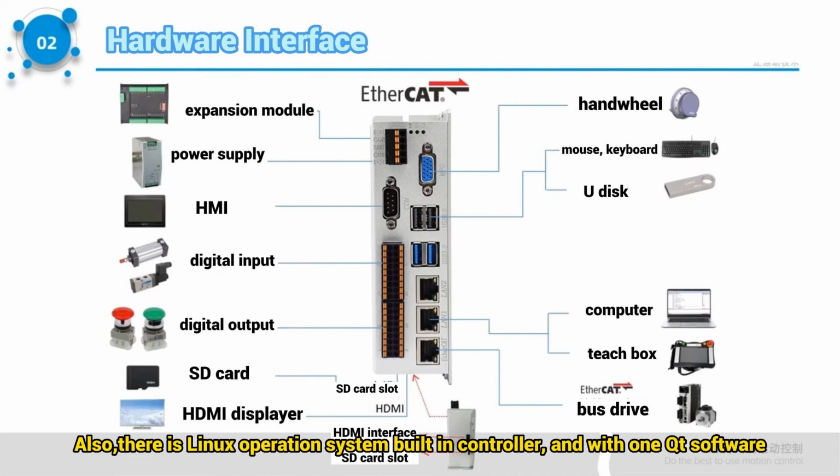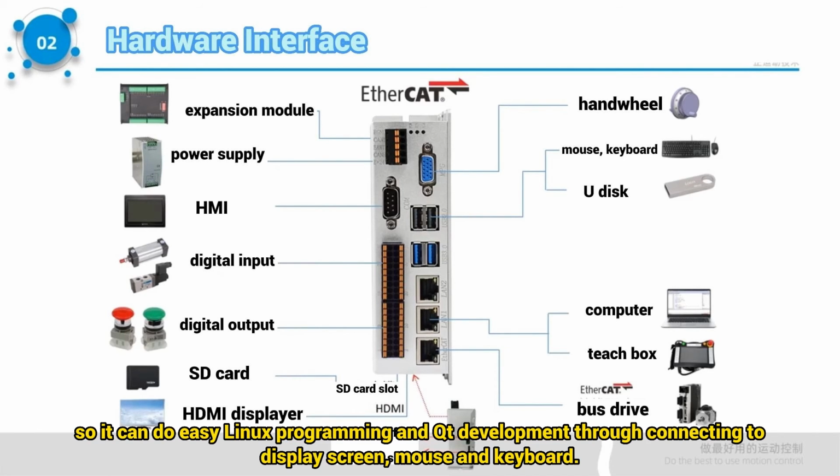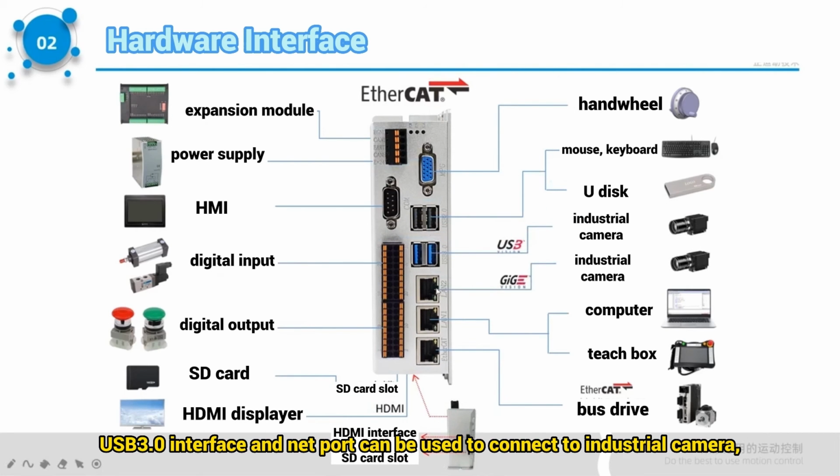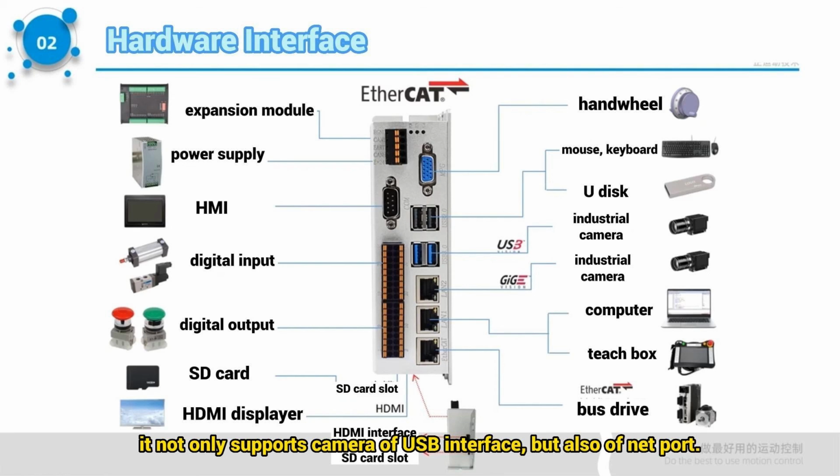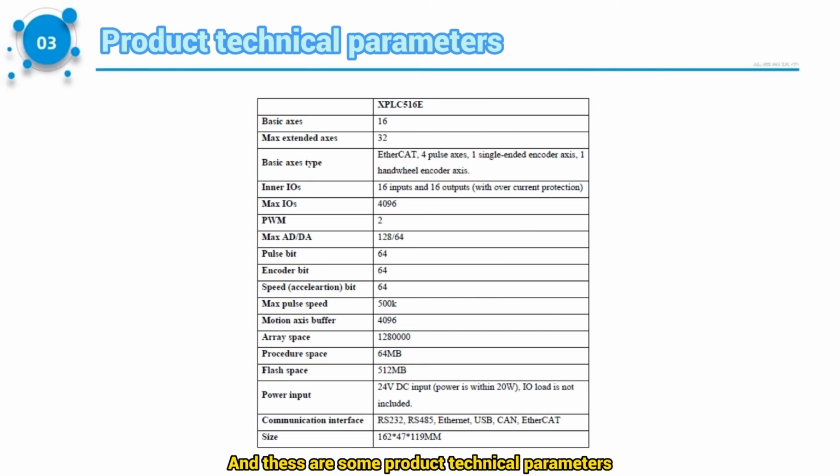Also, there is Linux operation system built-in controller and with one Qt software, so it can easy Linux programming and Qt development through connecting to display, screen, mouse, and keyboard. USB 3.0 interface and that port can be used to connect to industrial gear. It not only supports camera of USB interface but also of net port. And there are some product technical parameters.